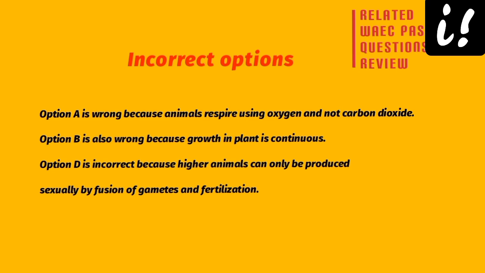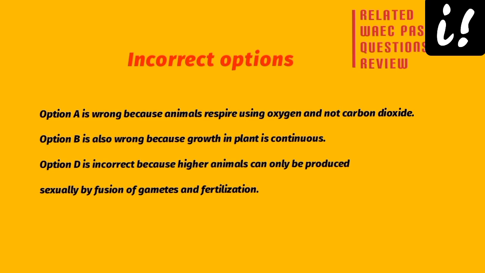Option B is also wrong because growth in plants is continuous. Plants continue to grow and growth is unlimited. Option D is also incorrect because higher animals can only reproduce sexually by fusion of gametes and fertilization. Higher animals cannot reproduce by asexual means like binary fission and spore formation.